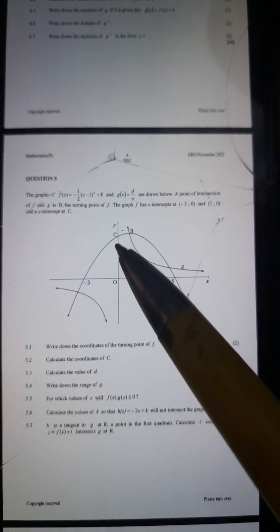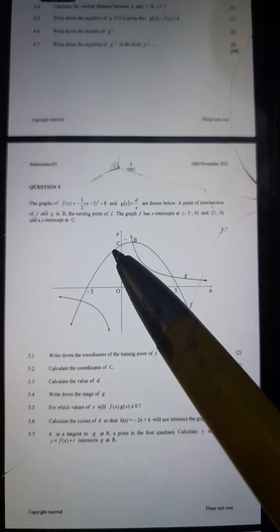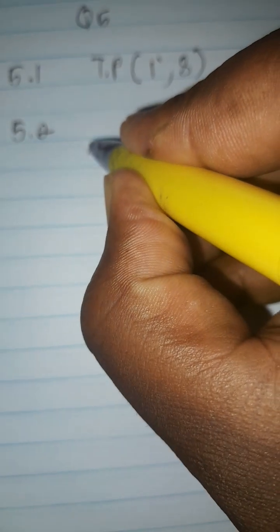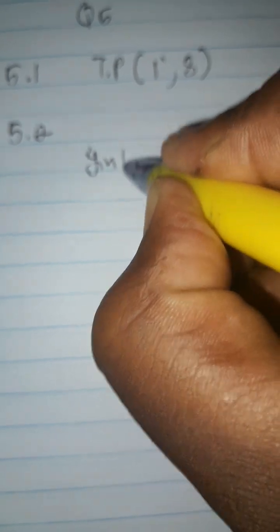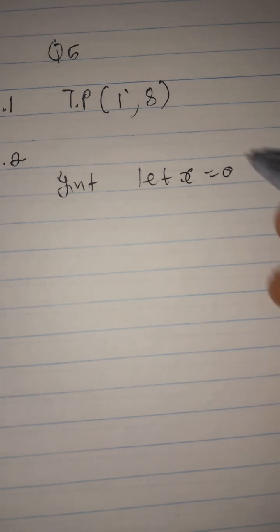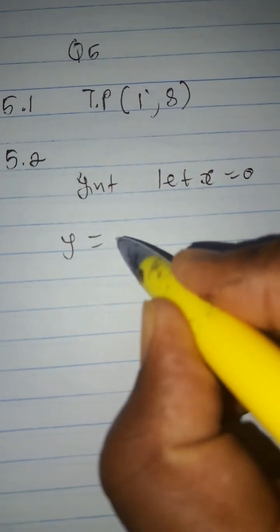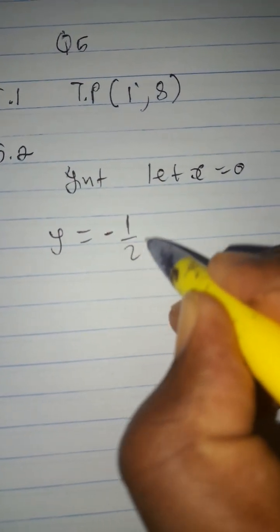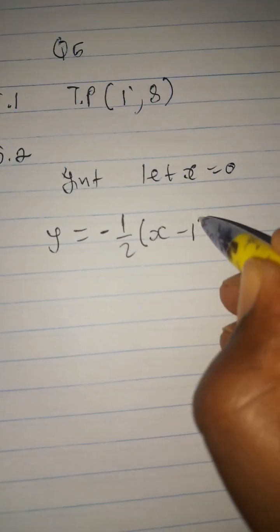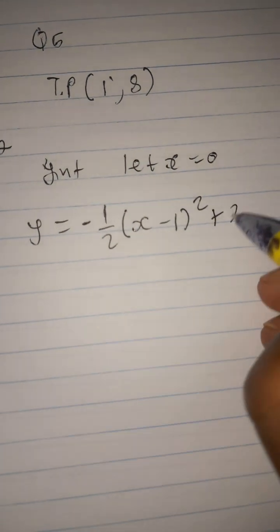These are 3 marks that you should get. C, it's a what? It's a y-intercept. So, meaning that where we see x, we are going to put 0. Where we see x in the graph of f, we are going to put what? 0. Let's put that into practice. So remember, C is the y-intercept. So since C is the y-intercept, you let x be 0. So that will be negative half, x minus 1 squared, plus 8.